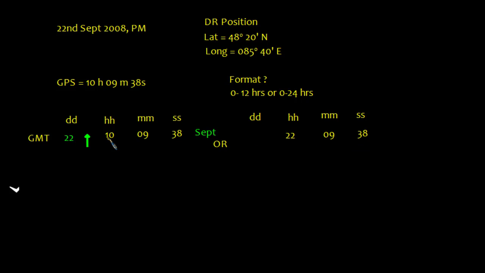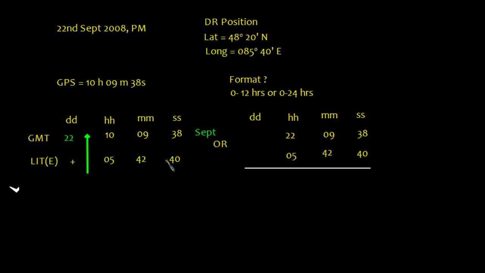So let's assume that there could be ambiguity. This 10 hour could be AM or it could be PM. Well, this is the GMT time. In the question it is mentioned as PM, but this PM is the local time. So what we do, we apply longitude in time, and the longitude is 085 degree 40 minute east. So we divide this by 15, and convert into hours, minute and second.